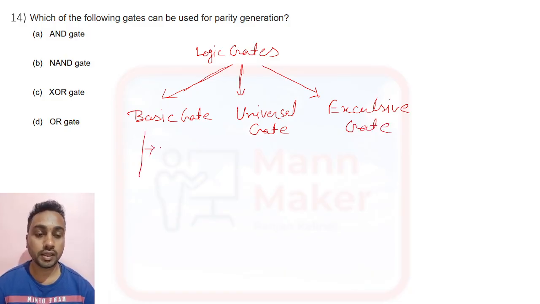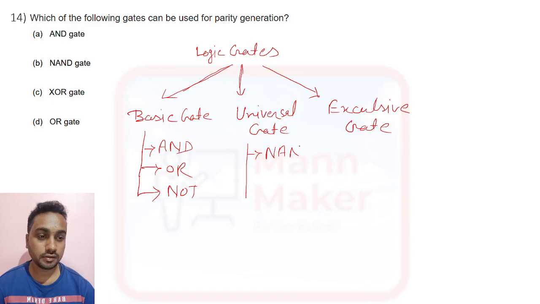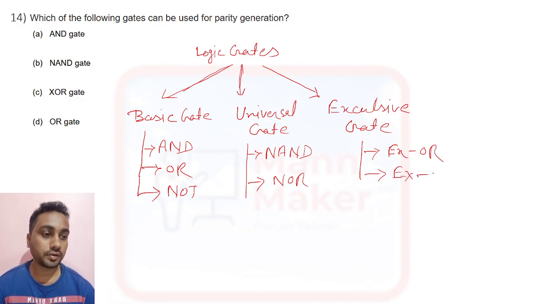In basic gates we study the AND gate, OR gate, and NOT gate. Three types of basic gates are there: AND, OR, and NOT. And universal gates are NAND and NOR. Okay, two gates are there, NAND and NOR. Exclusive gates are XOR and XNOR. Okay, these are the gates. This is also written as XOR and XNOR. Like that, we can also write these gates.